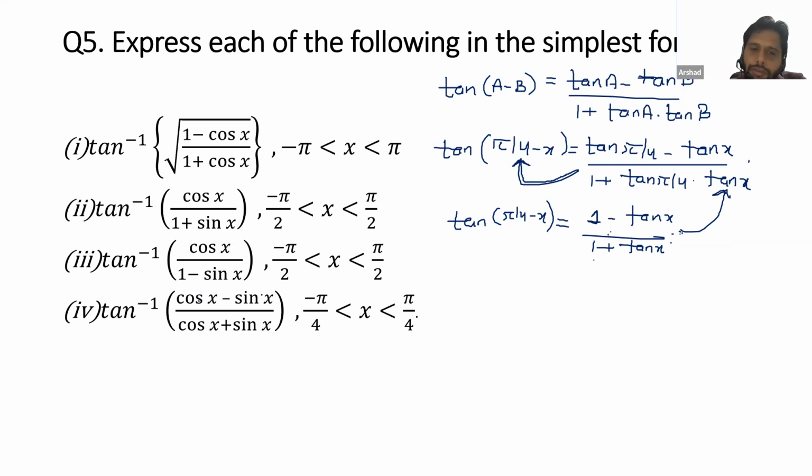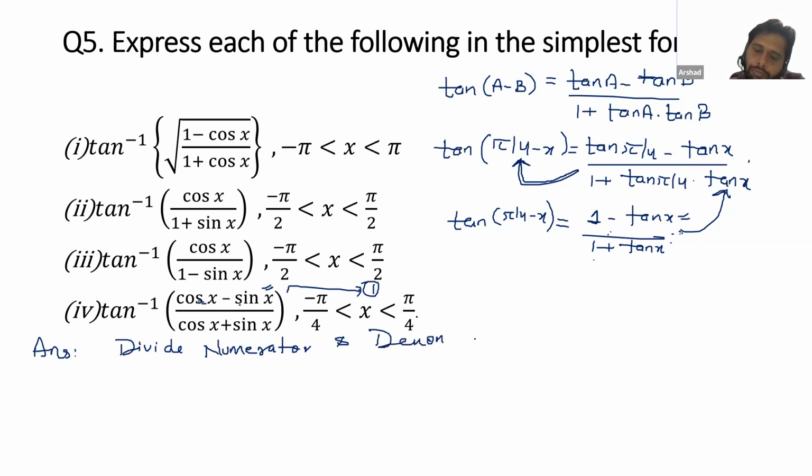Okay, now please tell me, here we have cos minus sine. Please compare this numerator with this one. How can you get 1 here? With what will you divide this so that you get 1 minus tan x? Divide numerator and denominator by cos x.